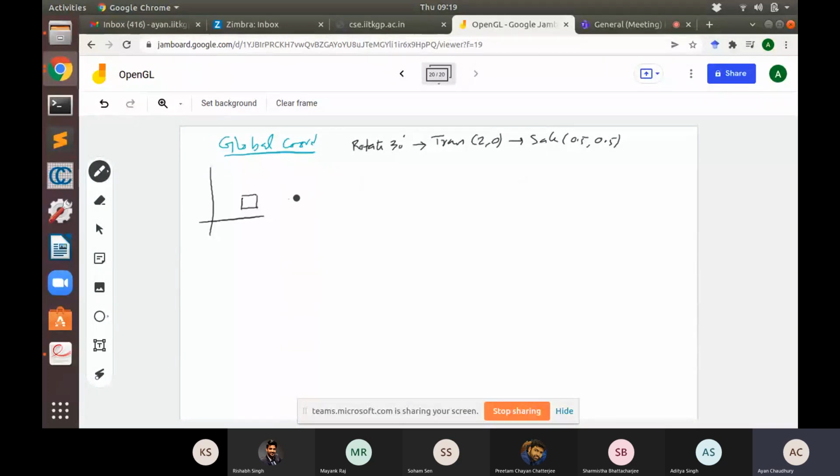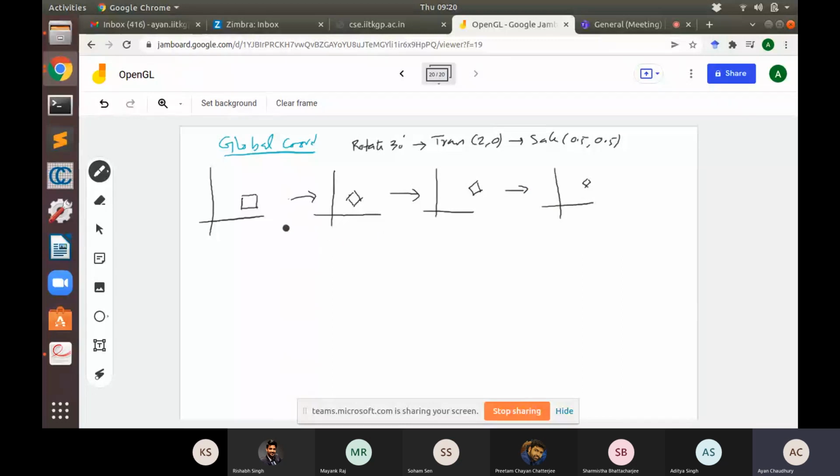Okay. So after you rotate, what happens? It will look something like this because it's already rotated. And then you translate by amount 2. So what will happen? It will shift a bit further. It will come here, and then scale by 0.5. So that means it will come a bit shorter, something like this.